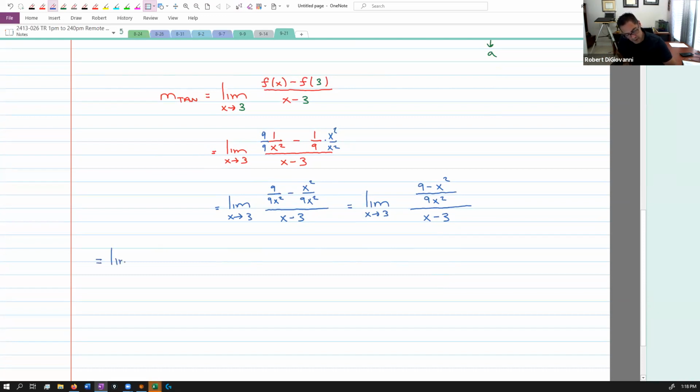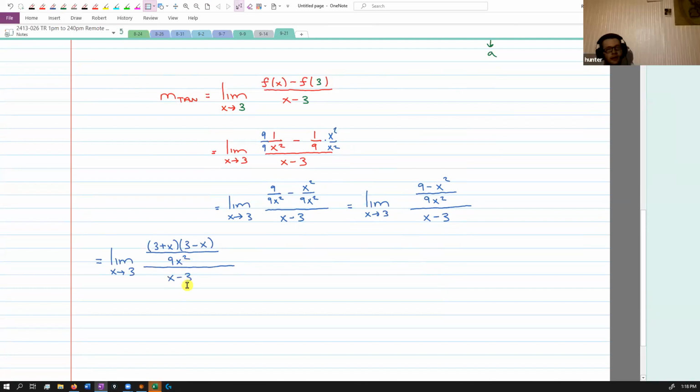So we have limit. Notice I'm writing the limit the whole time. Notice I'm not just forgetting about it. Okay, I'm going to factor the numerator. It's 3 plus x, 3 minus x. Be careful of that because it's not x minus 3, x plus 3. It's 3 plus x, 3 minus x, over the 9x squared. All of that over the x minus 3.